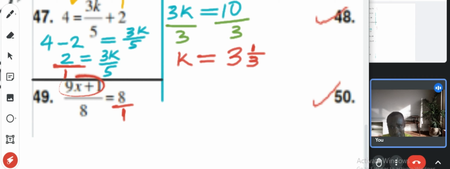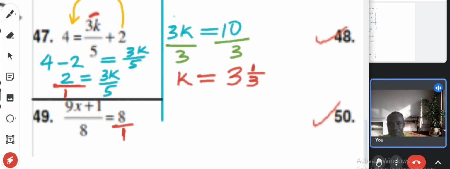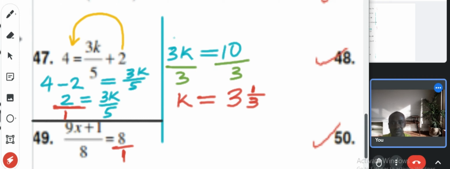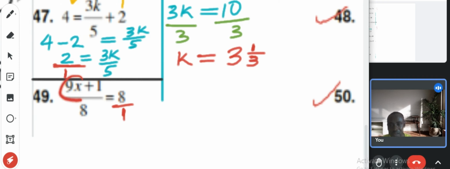Because 9x plus 1 are together. If they were not together, you would have brought them together before you cross multiply. It's different from this other one, like I've said already. 3k over 5 is separate from plus 2. That's why you have to move 2 to the other side before you cross multiply. But this one, since 9x plus 1 are together over 8, we just cross multiply at once, because all of them are together over 8. Okay, so let's cross multiply. So what do we have?